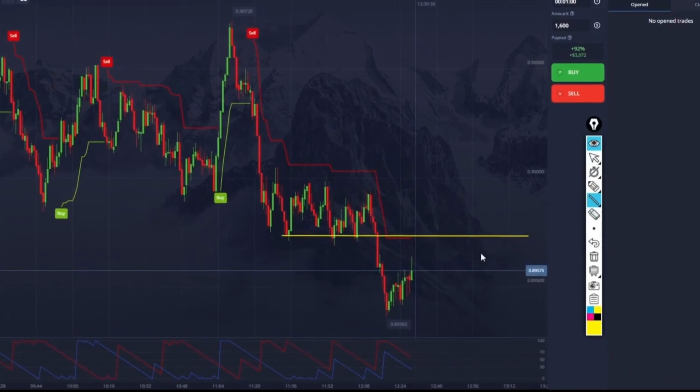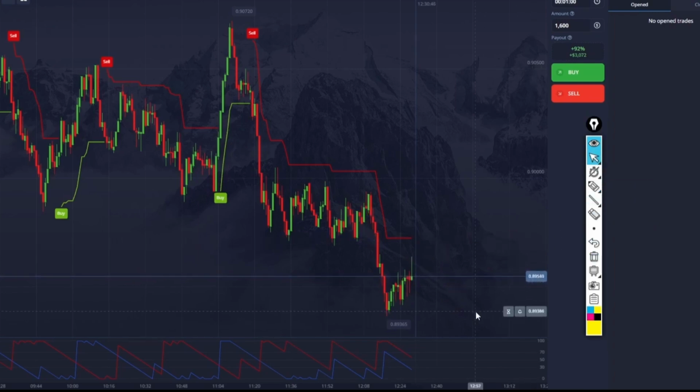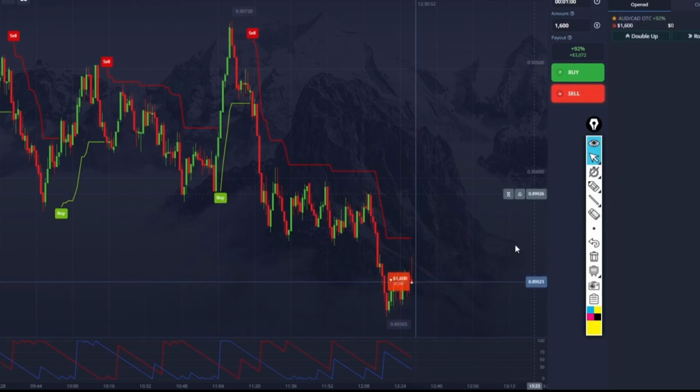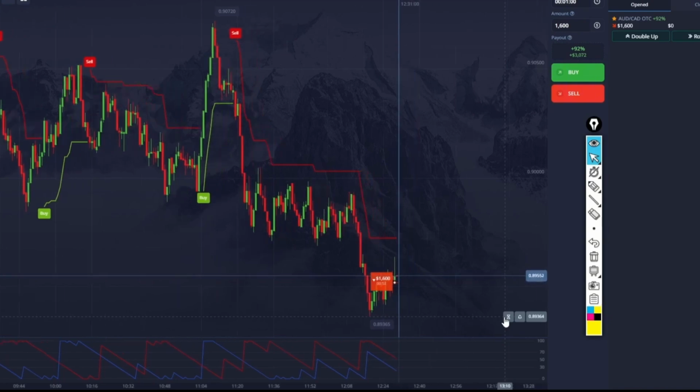It seems that there's an interesting setup on this currency pair. Let's highlight it. There's an accumulation zone, Supertrend indicates a sell signal, and Aroon also shows seller domination. By the way, the overall trend is also downward, so we can participate in the impulse movement. I'm opening a sell trade and we'll see how it goes.